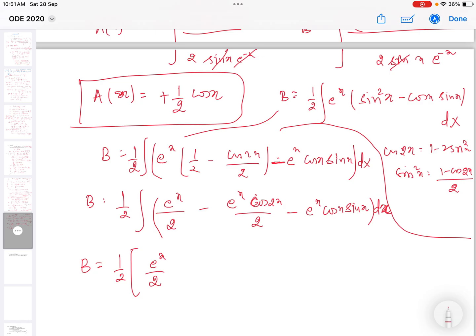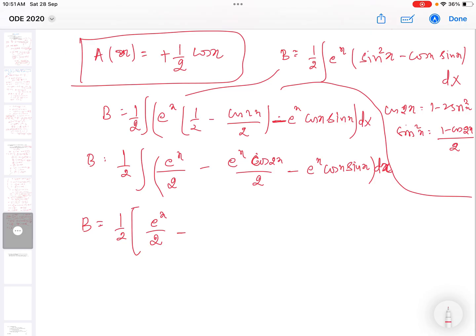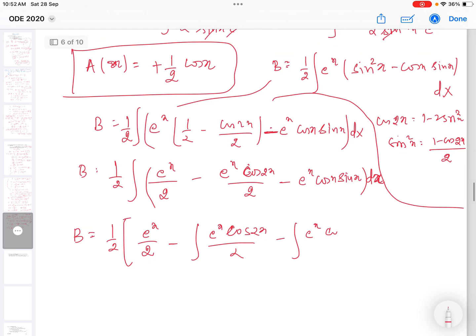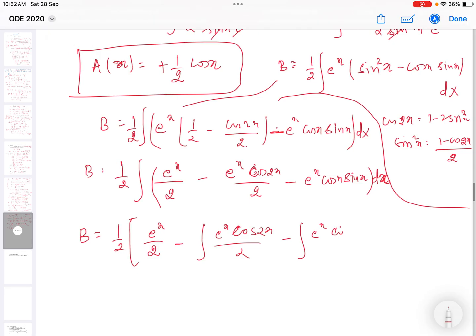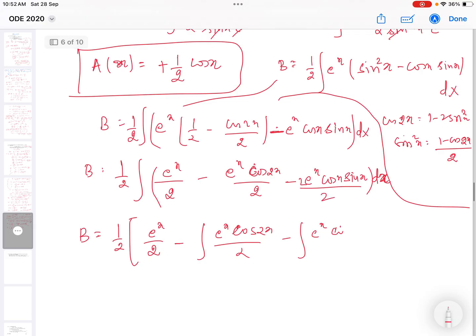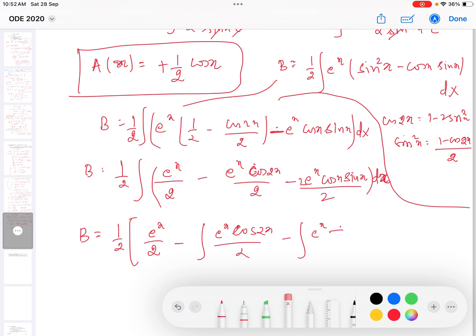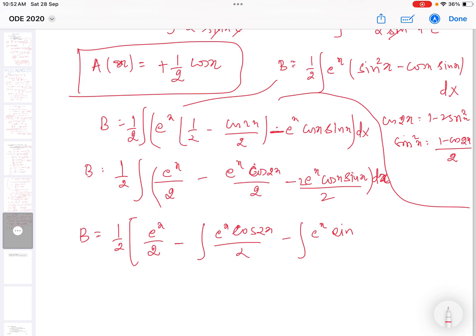Fine. Let's multiply this with 2 here. Minus e to the power x cos 2x by 2 minus e to the power x sin 2 theta. Multiply by 2, with 2 in numerator and 2 in denominator, it will become sin 2x by 2. Yeah, that's fine, I think.